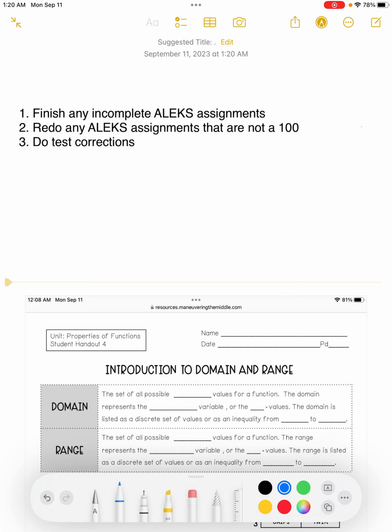In today's video, we are going to talk about domain and range. Okay, it should be pretty simple, should be pretty fast. I'm going to try to make this quick.